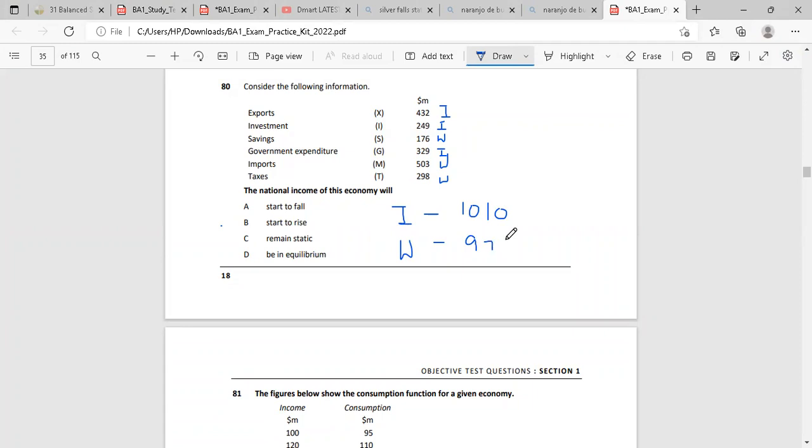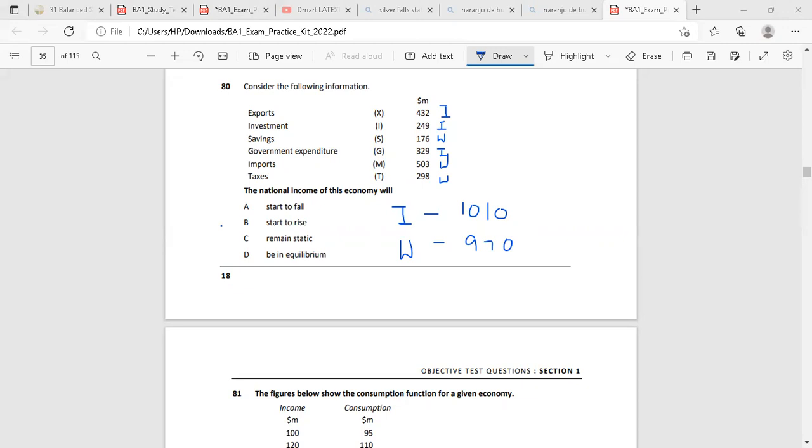Injections are more. So there is more amount injected into the circular flow. When there are more injections, there's more activity that happens. When there is more activity, the aggregate demand also increases. The people in the economy have employment, then they start earning more income.